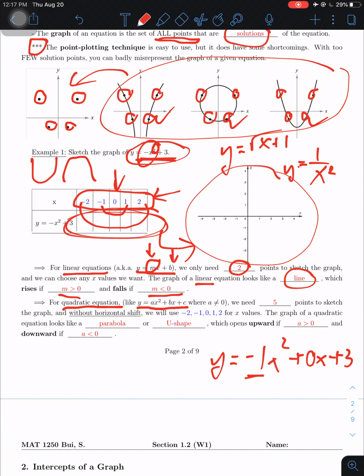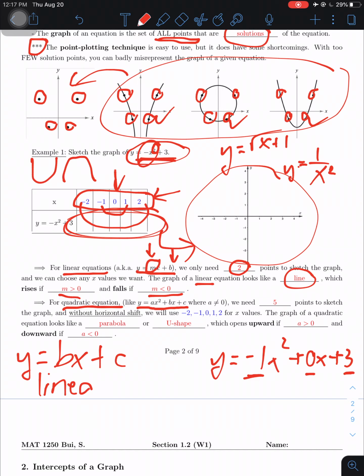So negative 1 in here is a, 0 in here is b, and 3 in here is c. Okay? Any equation of this form where a is different than 0, think about it. If a is ever 0, then you're going to get the line y equals bx plus c. And in here, if you notice, there's no power on y or x. That means that this is a linear equation.